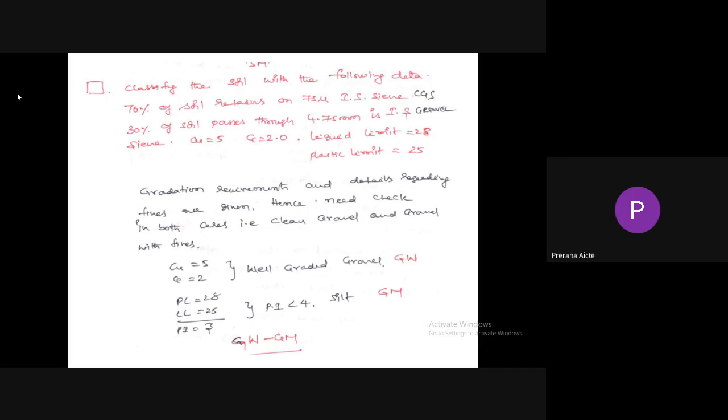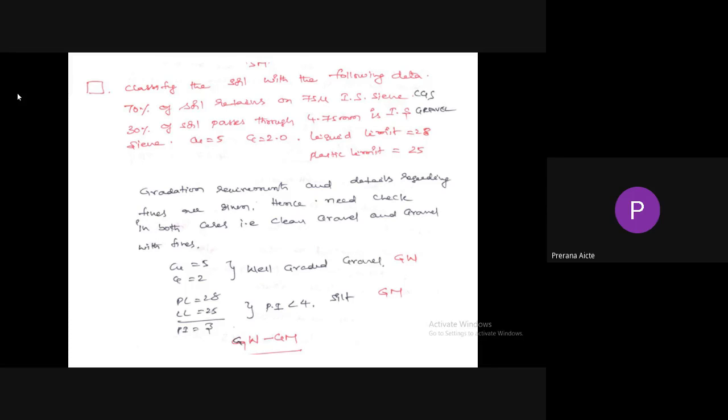So first I am checking the clean gravel. Cu value is equal to 5, Cc value is equal to 2. Yes, meeting well gradation requirement. So it is called as well graded gravel. Well graded gravel. Now checking the second requirement.